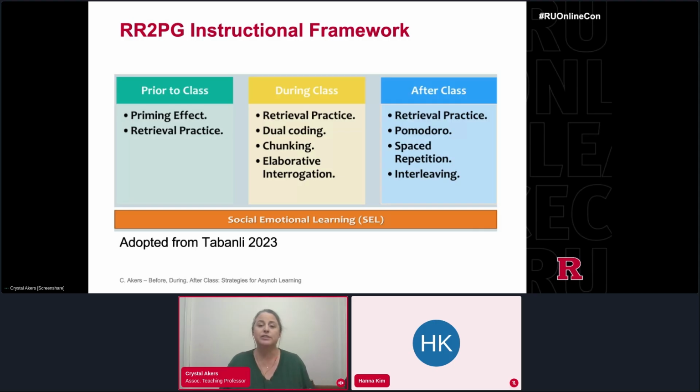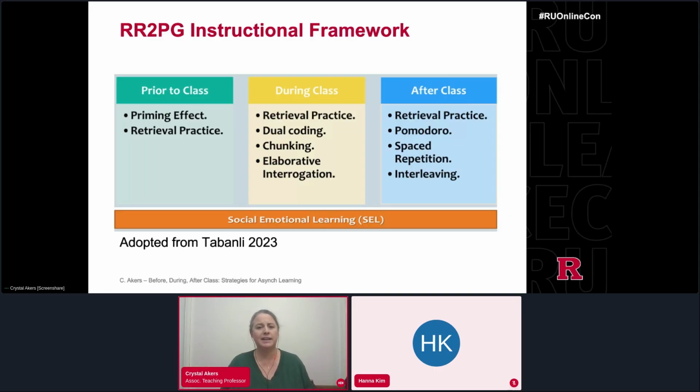And it gives instructors some clear models for thinking about when to employ these strategies, referring to before class, during, and after class. So this framework was designed for synchronous class sessions. I'll notice too at the bottom, you'll see social emotional learning. That was something that was incorporated across all stages of learning in Dr. Tabanli's framework, but it's not something I'm going to talk about so much today.